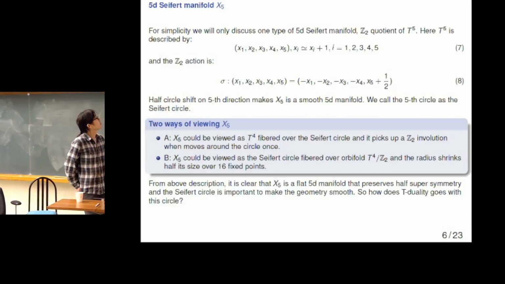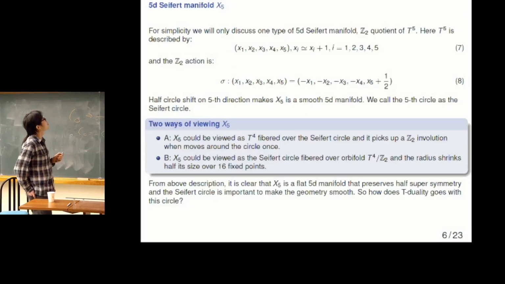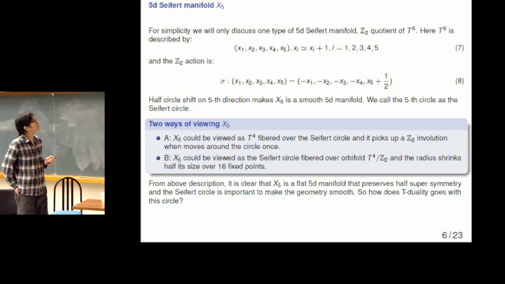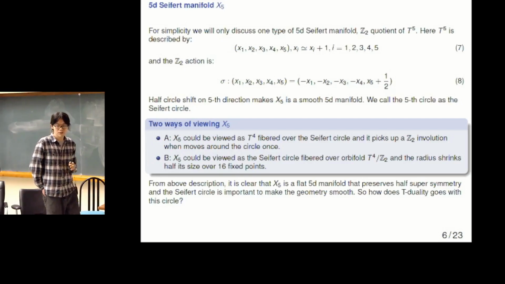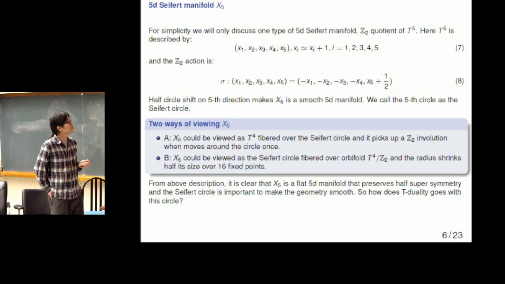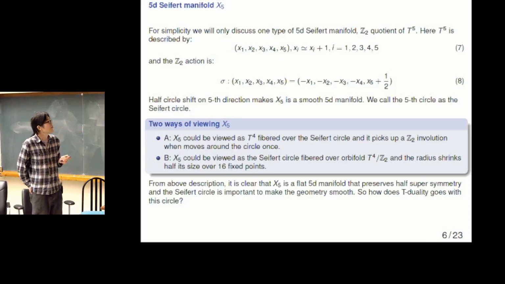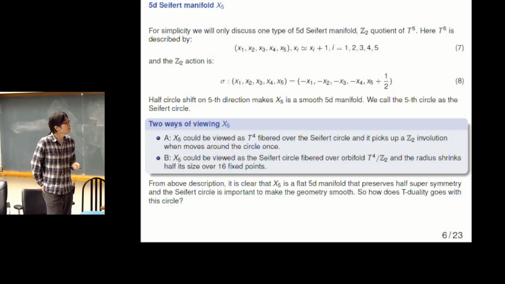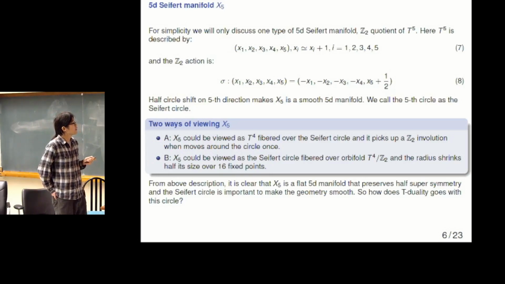Okay, now we can set up our example. I'm going to talk about 5-dimensional flat Seifert manifolds. For simplicity, I'm just going to discuss one specific type of them, which is the Z2 quotient of T5. First, we have 5 copies of circle, and the Z2 action acts on the first four circles as a reflection, and on the fifth circle as a half circle shift. It is exactly because of this shift that the entire geometry is smooth. We will call the fifth circle the Seifert circle.